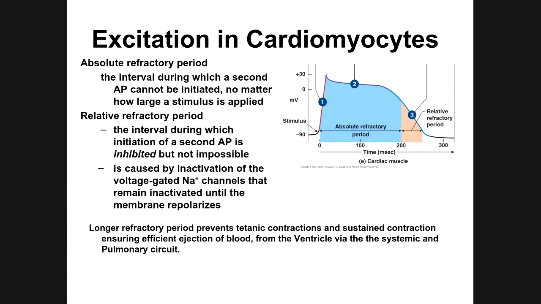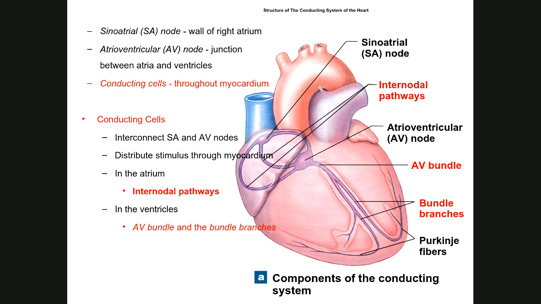Okay. So let's talk about the specialized cells, the sinoatrial node that exists in the wall of the right atrium. And then at the junction between the atrium and the ventricle, we have the atrioventricular node. Those are the pacemakers.